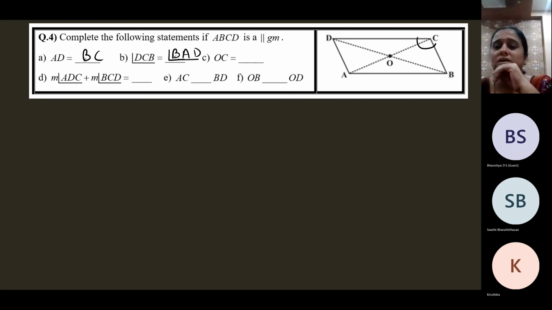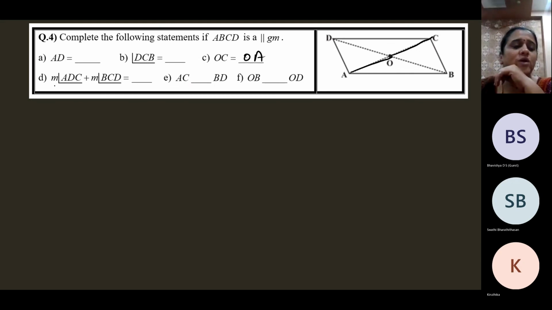So this angle is equal to this angle. Okay, then OC is equal to Kritika. OC is equal to OA, ma'am. Very good. OC is equal to OA. Then Swati, measure of angle ADC plus measure of angle BCD.